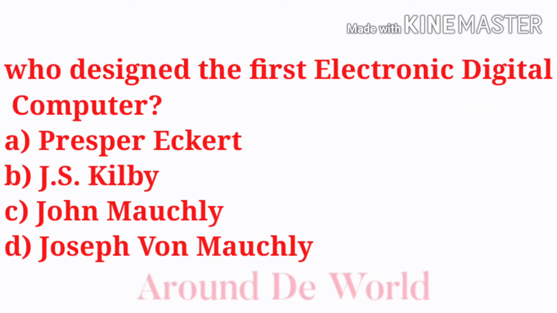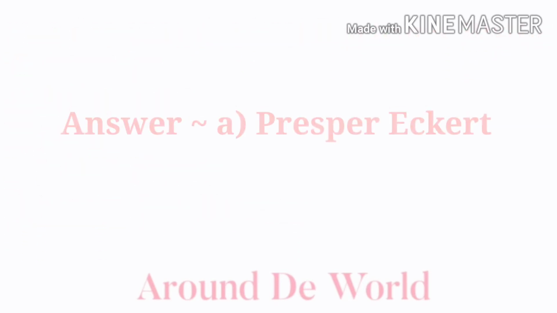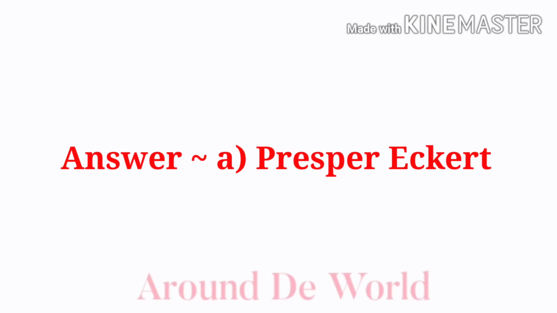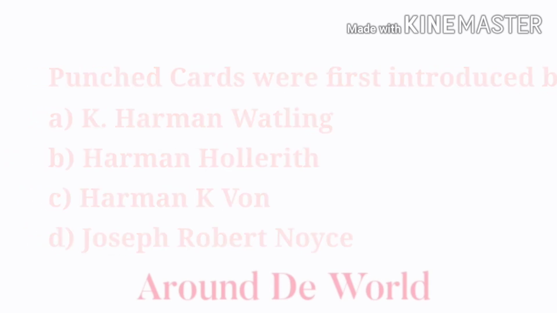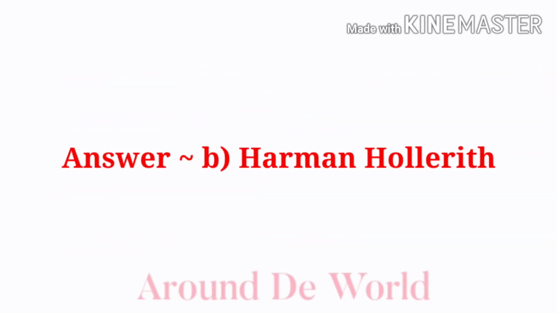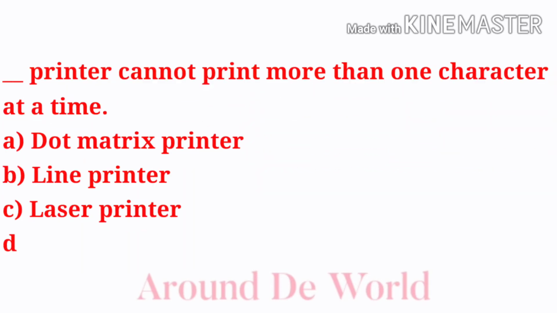Who designed the first electronic digital computer? A. Presper Eckert, B. J.S. Kilby, C. John Mauchly and D. Joseph von Mauchly, and the correct answer is option A. Presper Eckert. Punch cards were first introduced by A. K. Herman Watling, B. Herman Hollerith, C. Herman Cavan and D. Joseph Robert Noisy, and the correct answer is option B. Herman Hollerith.